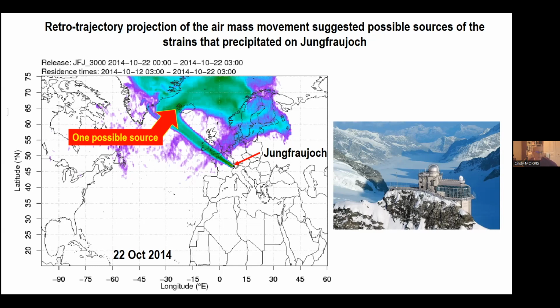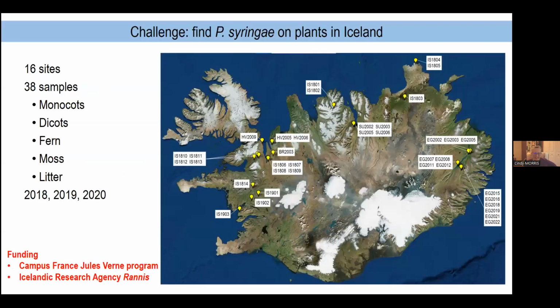So off we went. We went to Iceland. We got funding from a Campus France Jules Verne program, and then eventually from the Icelandic Research Foundation. And we sampled for 3 years. My job was to sample on monocots, dicots, fern, moss, and litter.